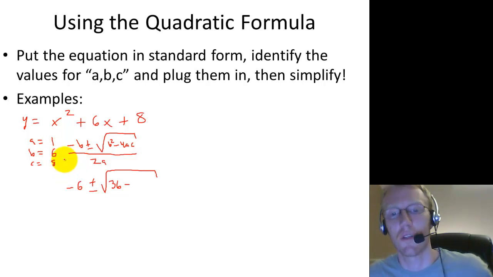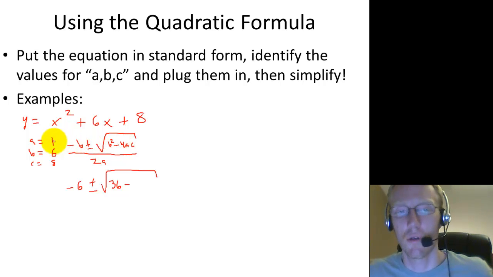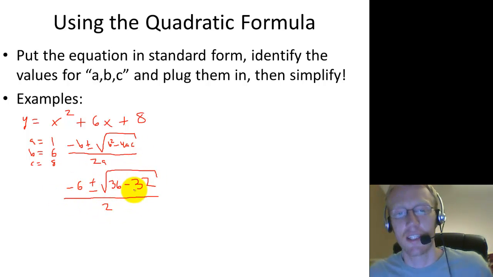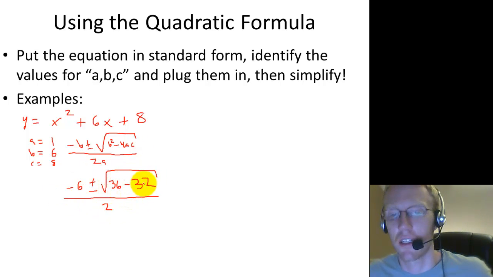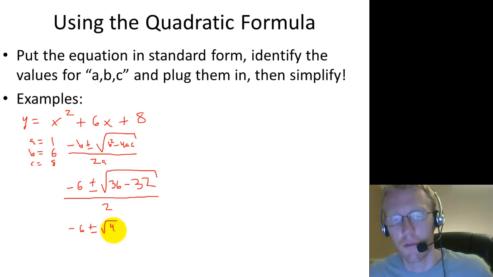What is 4 times 1 times 8? 4 times 1 is 4, and that times 8 is 32. So we can put that there. All divided by 2a, that's 2 times 1, which is 2. Now we have this equation, we need to simplify it. So what's 36 minus 32? That's going to be a 4. So we have negative 6 plus or minus the square root of 4, all divided by 2.